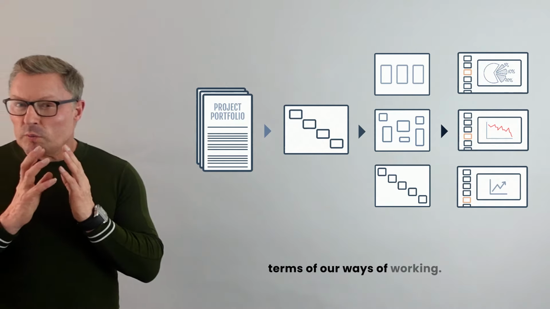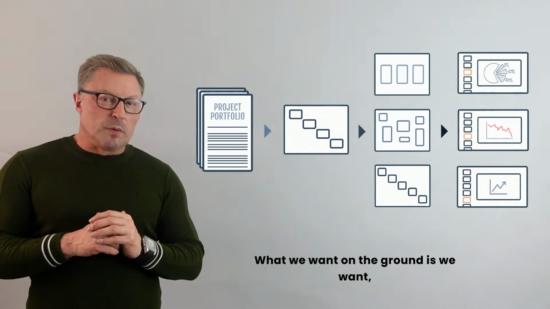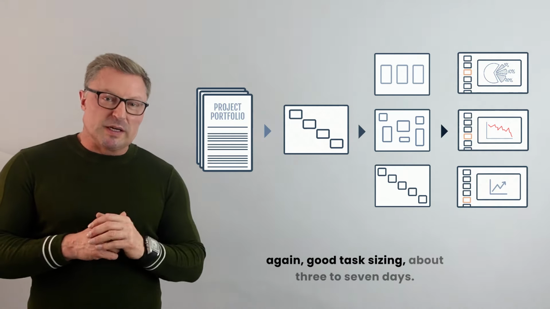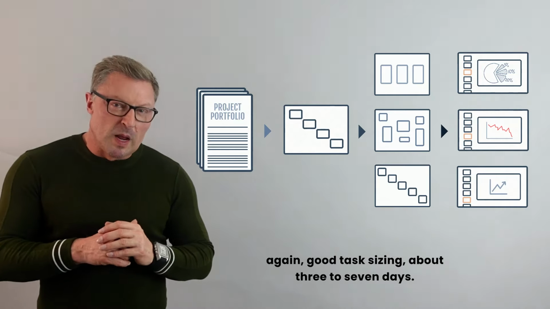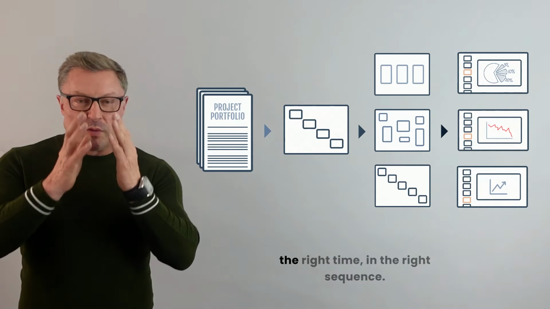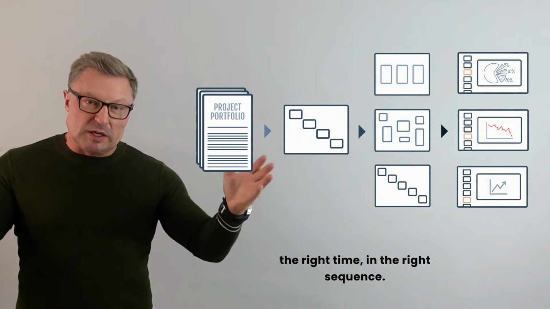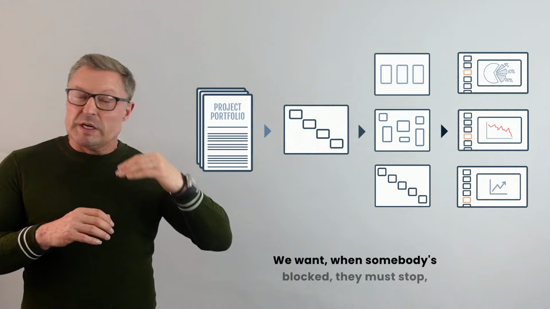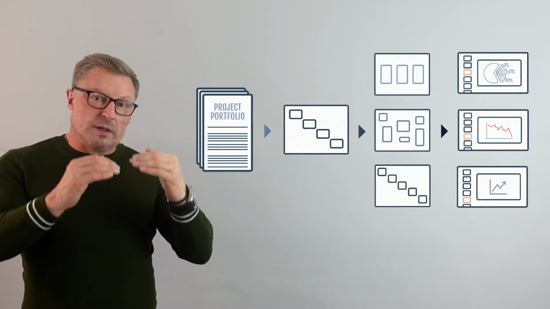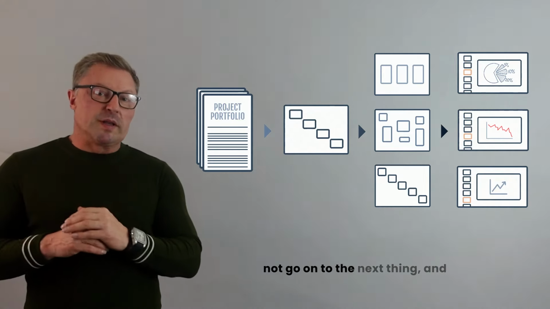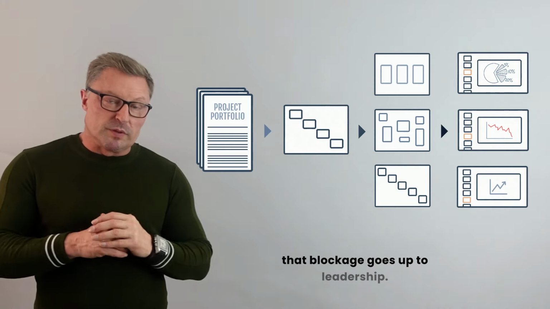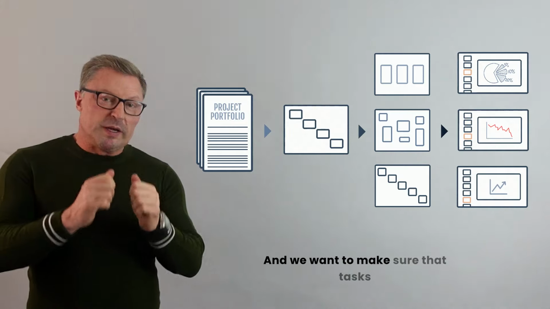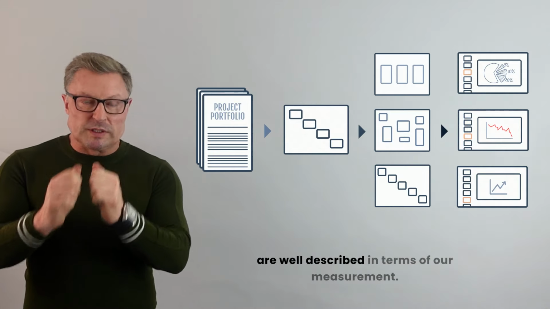In terms of our ways of working, what we want on the ground is, again, good task sizing, about 3 to 7 days. We want things being worked on at the right time, in the right sequence. We want, when somebody's blocked, they must stop, not go on to the next thing, and that blockage goes up to leadership. And we want to make sure that tasks are well described.